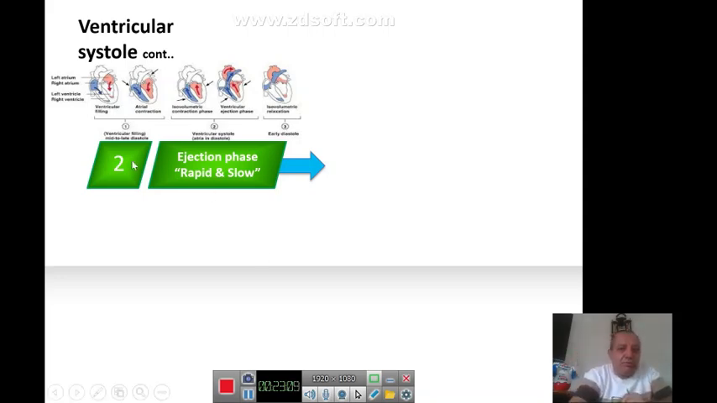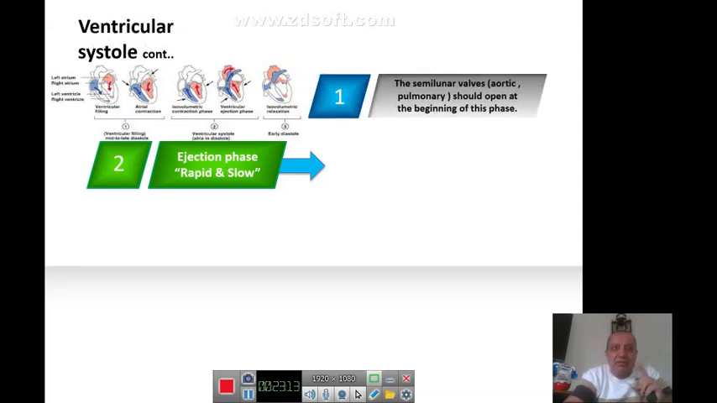So the next phase logically should be ejection of the blood. So we call phase number 2 the ejection phase or rapid ejection phase. What is the character of the rapid ejection phase? First, the semilunar valves, which are aorta and pulmonary, should be open, because the pressure inside the ventricle has increased due to the isovolumetric contraction phase. This is number one. But the mitral valve and tricuspid valve should be open or closed?